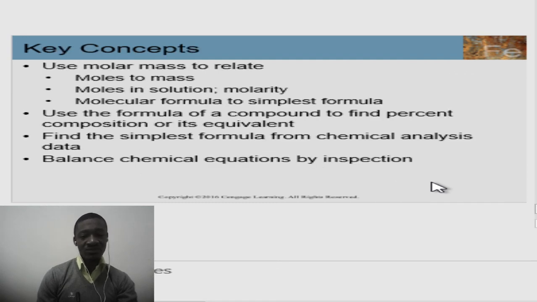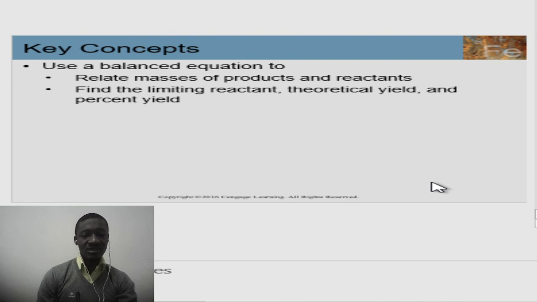So that's it for the course. At the end of the day, you know how to work out moles to mass. We didn't do molarity, so that's out of the way. We did smallest formula, we did the equivalence, we did the percentage composition, we did the simplest formula and chemical analysis and balancing of the equation, and we did the limiting reactant and the masses of the product and reactant. So that's it for this course.